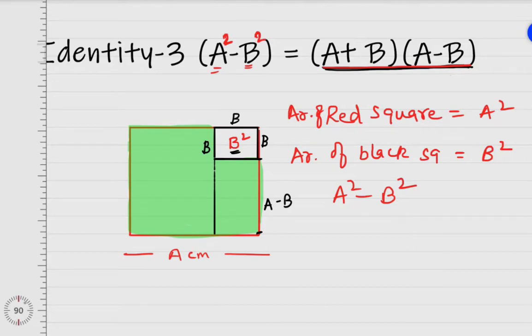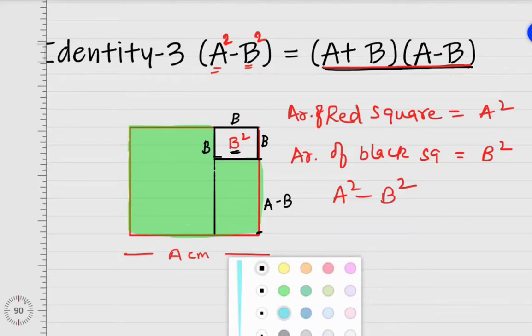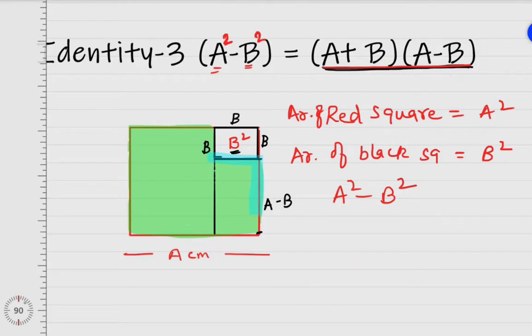So the area of this particular rectangle is how much? Is equal to, see, a minus b one side and the other side is b. So b into a minus b. This is your area of this green rectangle.